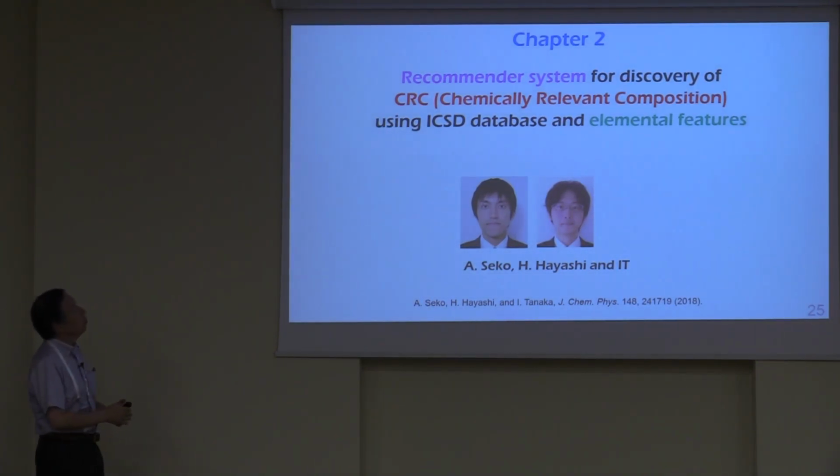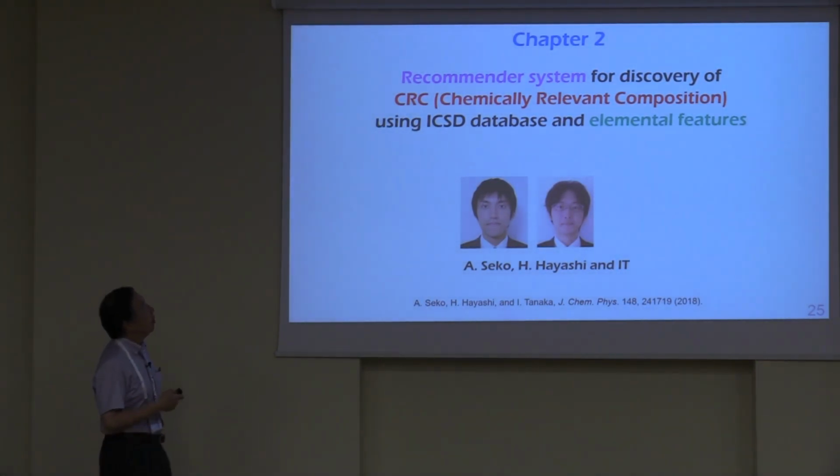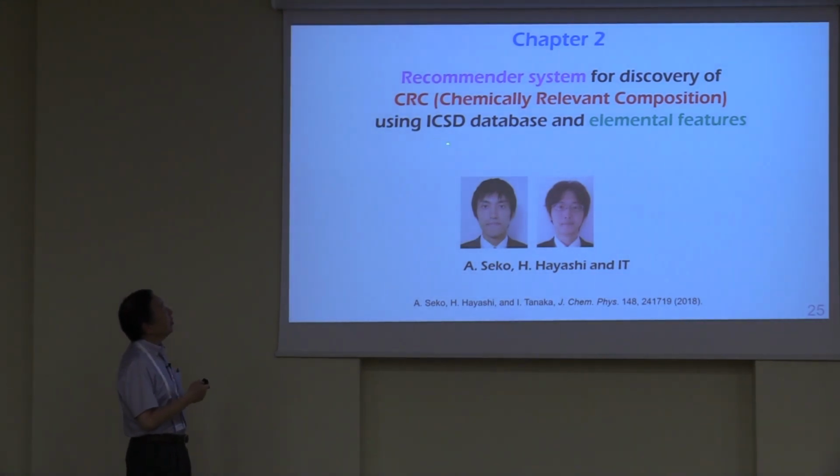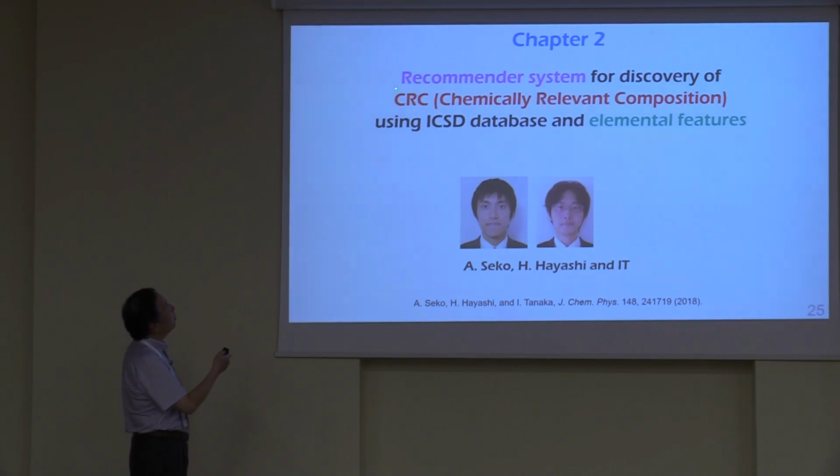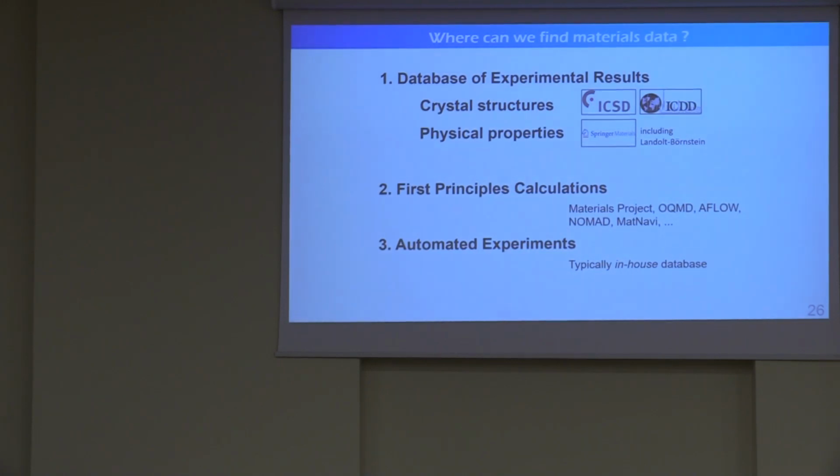In chapter 2, we use the ICSD database to find out some new compounds. Here, I need to explain 2 terms. One is recommender system. The other is chemically relevant composition. So let me explain one by one. The database we use is ICSD data.